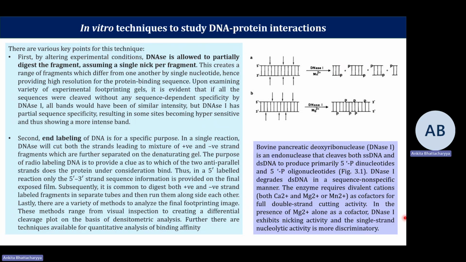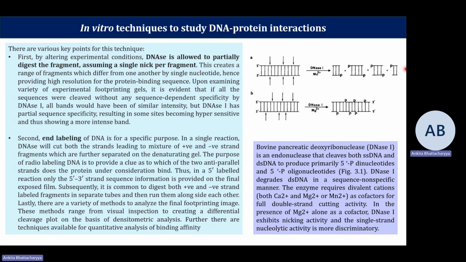In the presence of Mg2+ alone as a cofactor, DNase 1 exhibits nicking activity, and the single-strand nucleolytic activity is more discriminatory. So if you see here, manganese and magnesium, both of them can serve as cofactors, but the type of fragments generated will differ in each case. In case of manganese, you will get these sort of cuts.